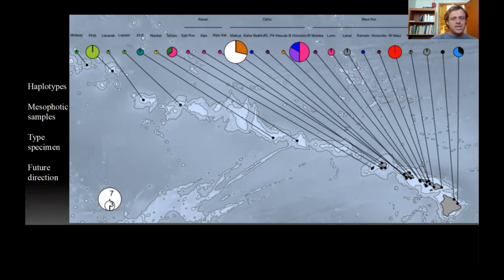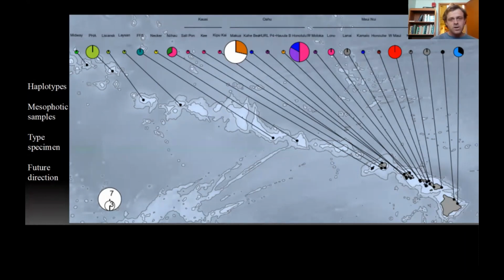Another interesting note is that the type specimen for this was actually collected in 1822 from the Sandwich Islands, which is what the type specimen says, which is now the Hawaiian archipelago. And it matches this white clade from Makua Beach on the west side of Oahu. So it's likely that that sample was not only collected from Oahu, but potentially from the west side of Oahu.